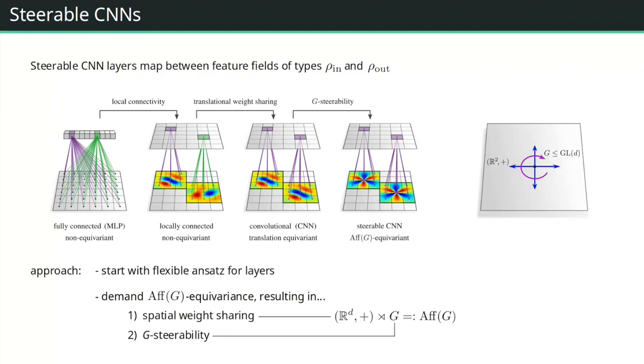And we have again this same approach that we start with a flexible ansatz. And then we demand affine group equivariance. And now we don't only get spatial weight sharing, but in addition, this property, which I called G steerability, which is some form of G symmetry of your local operation, which you're applying. And this actually comes from, so the affine group is the semi-direct product of translations and G transformations. And the translational subgroup gives you, again, exactly the same constraint as you saw before in standard CNNs. But now we have this additional local G stabilizer symmetry, which gives you an additional constraint on, in this image here, for instance, your convolution kernels. You still have weight sharing, but the convolution kernels have this rotational symmetry in this picture.